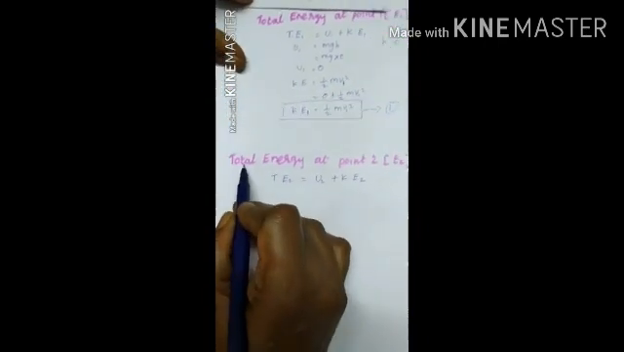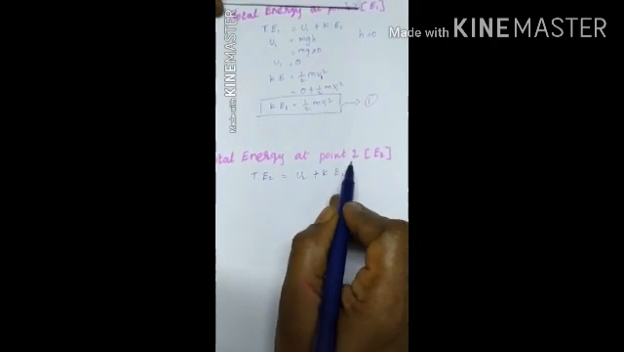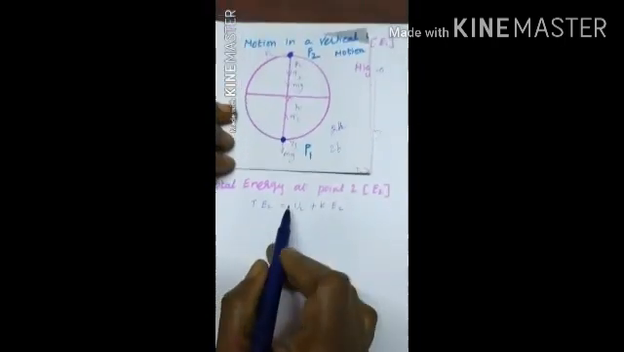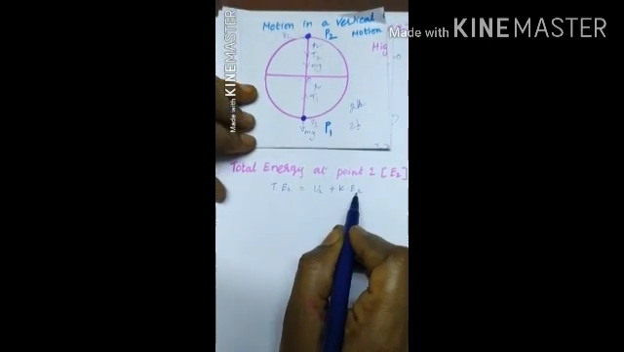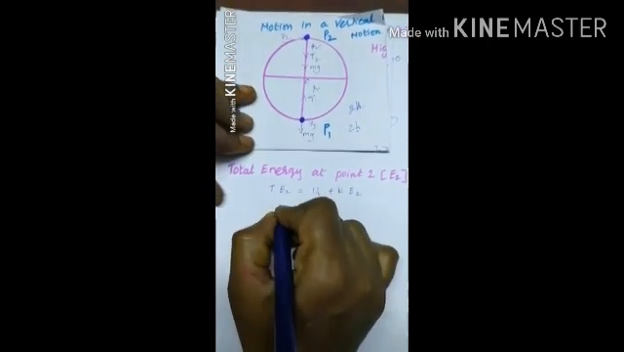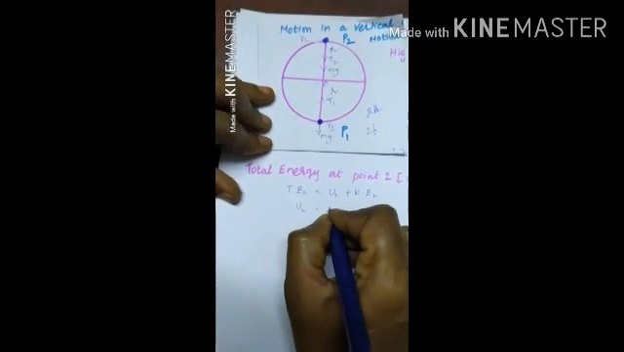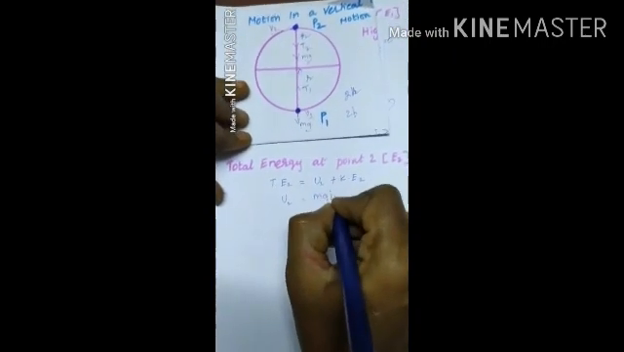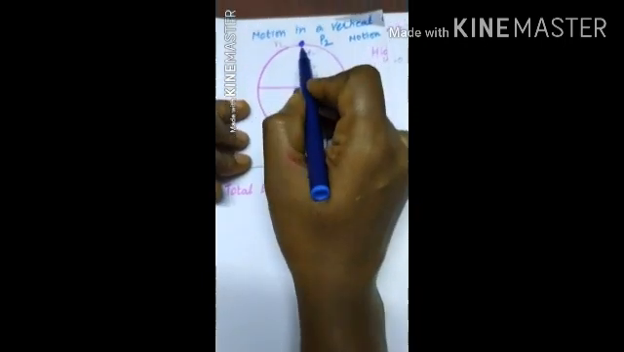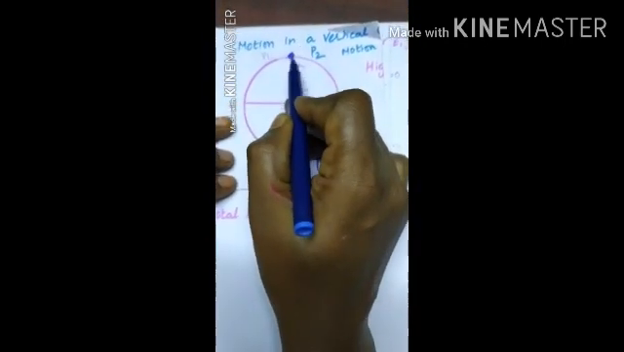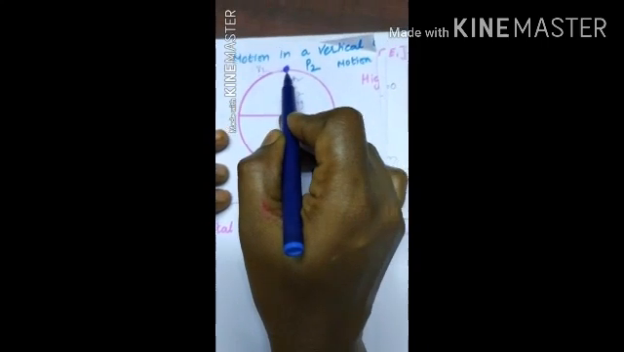Next we calculate the total energy at the point 2. So the total energy at the point 2 is potential energy plus kinetic energy. Now we calculate the potential energy U at the point 2. Here also we use the same formula mgh. Here h is the height of the object. Now we are coming to the point 2. Point 2 is the highest place.